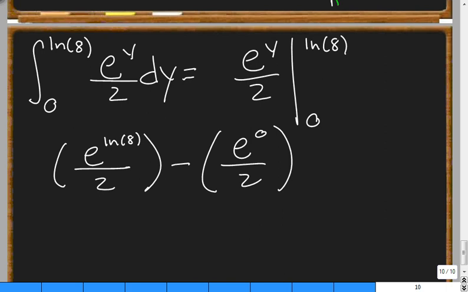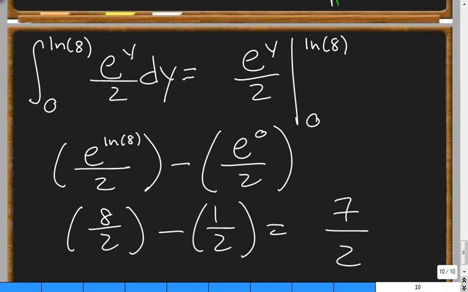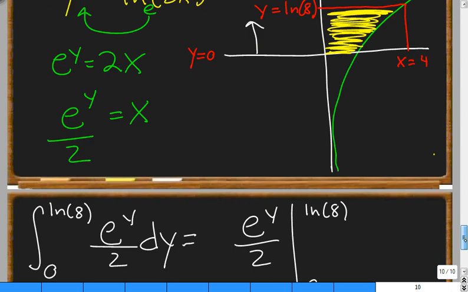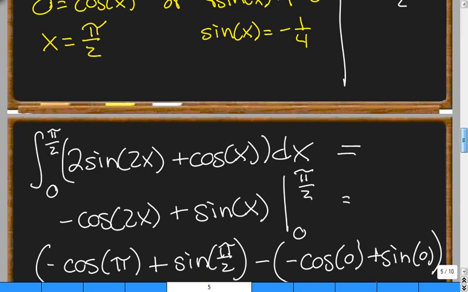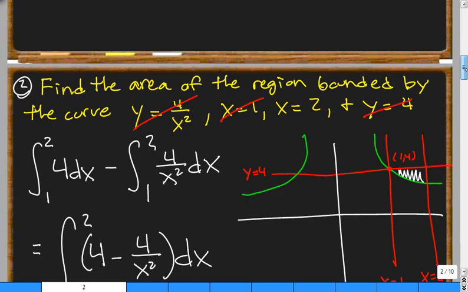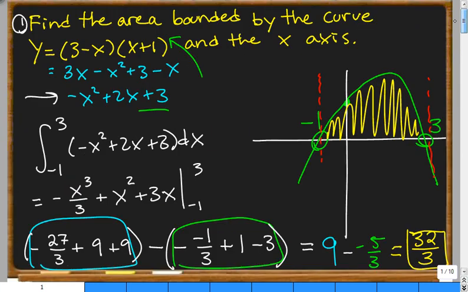Okay, so from here, e to the natural log of 8 has an interesting property, because e and natural log are inverses of each other. The answer works out to be 8, so you get 8 halves minus e to the 0, which is 1, over 2, and so you end up getting 7 halves as your total answer. So all of these things can be reduced. It makes a lot of sense to draw the pictures first, and then you can understand which direction you're integrating and whether your number makes sense or not.